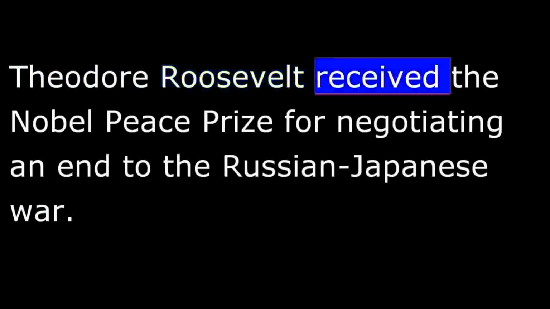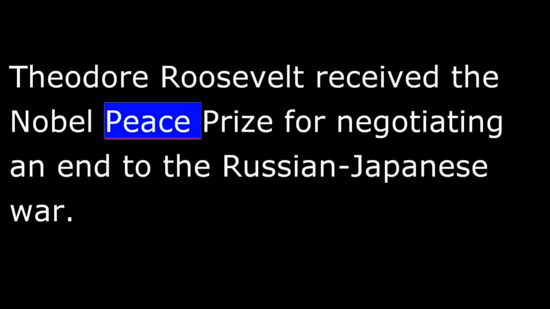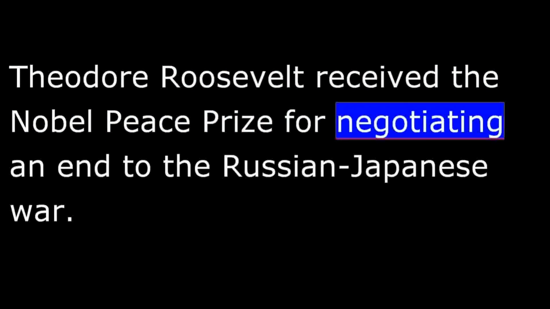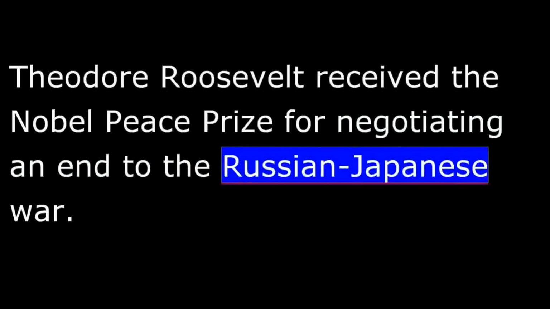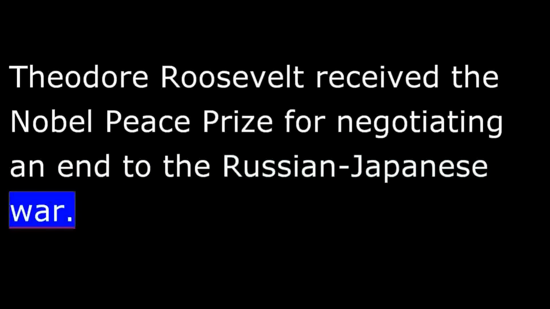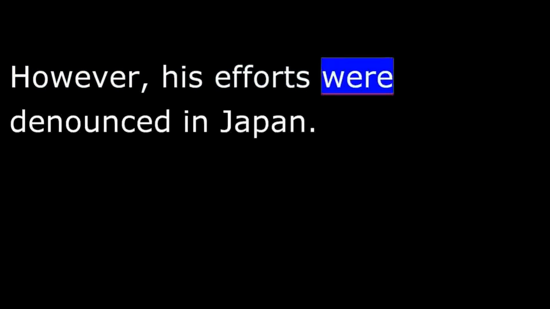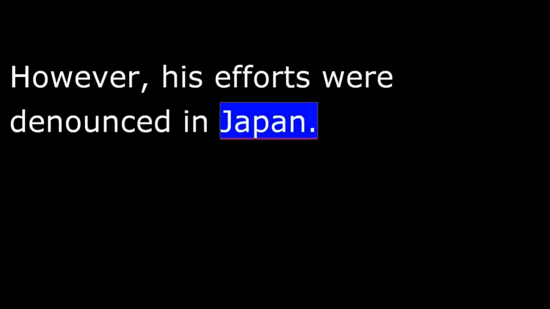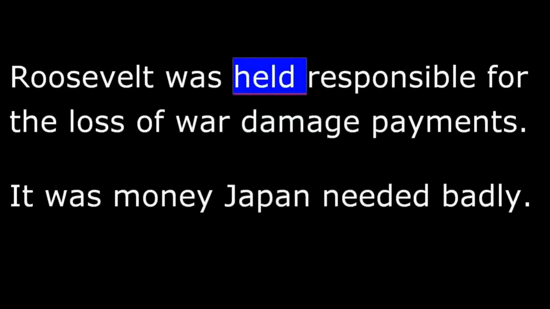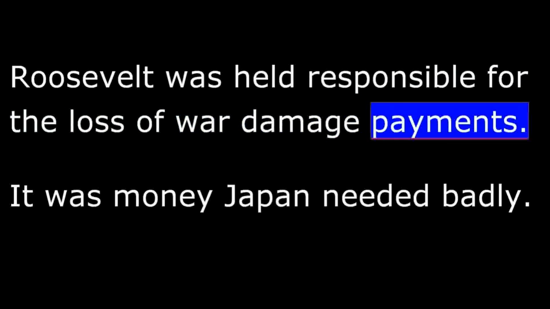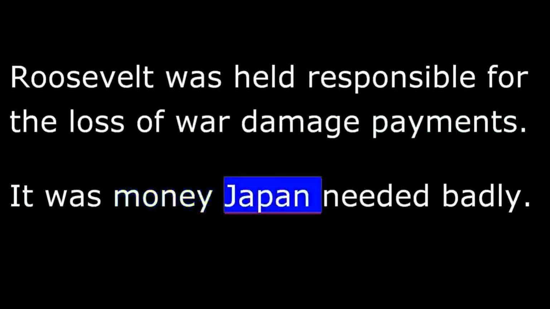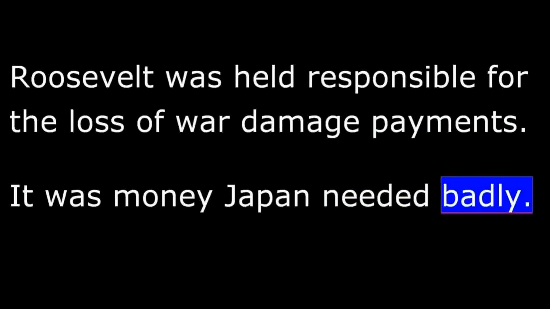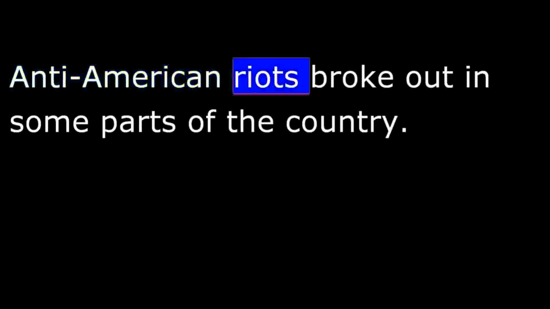Theodore Roosevelt received the Nobel Peace Prize for negotiating an end to the Russian-Japanese War. However, his efforts were denounced in Japan. Roosevelt was held responsible for the loss of war damage payments. It was money Japan needed badly. Anti-American riots broke out in some parts of the country.